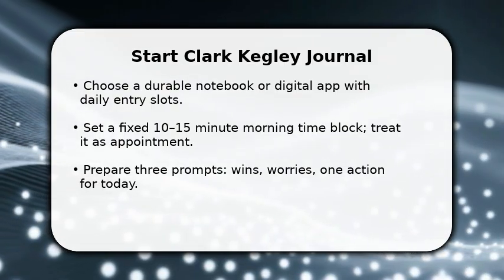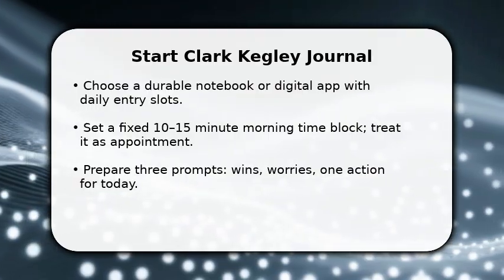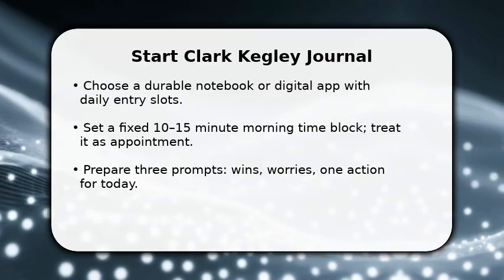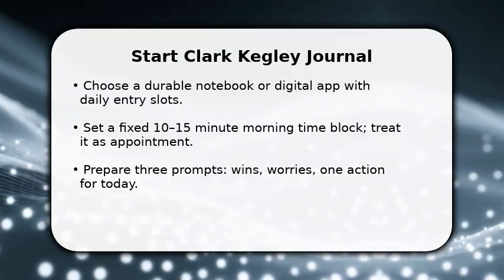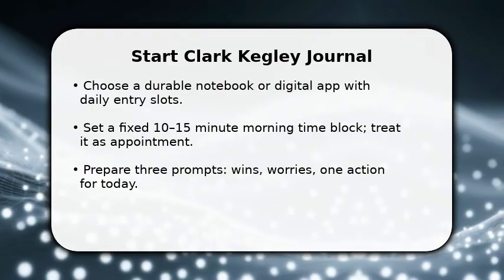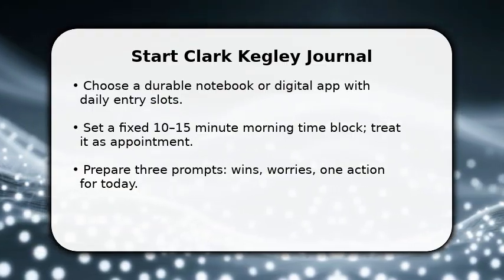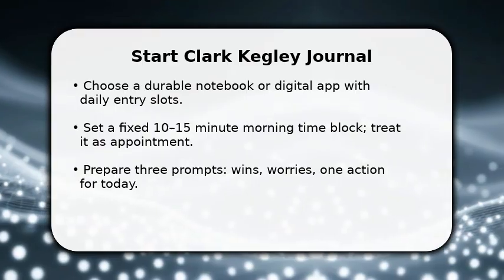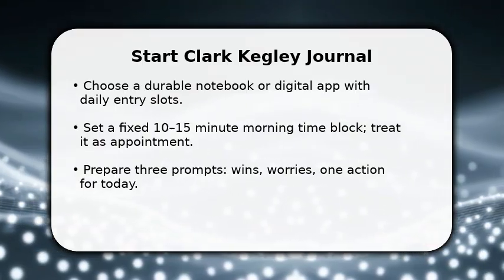First, list 1 or 2 quick wins to prime positive bias, then briefly note current worries so they leave your head. Finally, pick a single actionable task for the day. Do this to create momentum and clarity. The structure forces focused reflection rather than rambling.